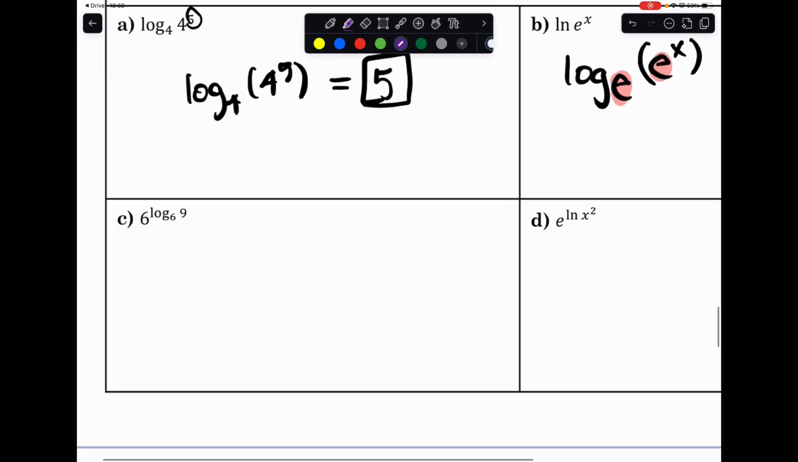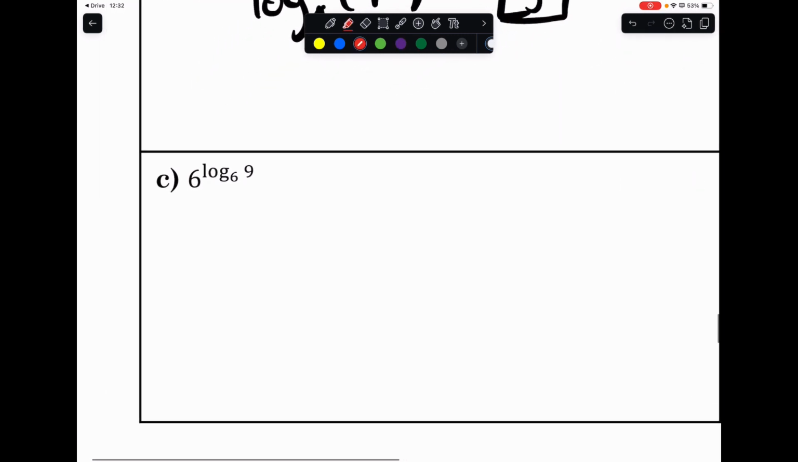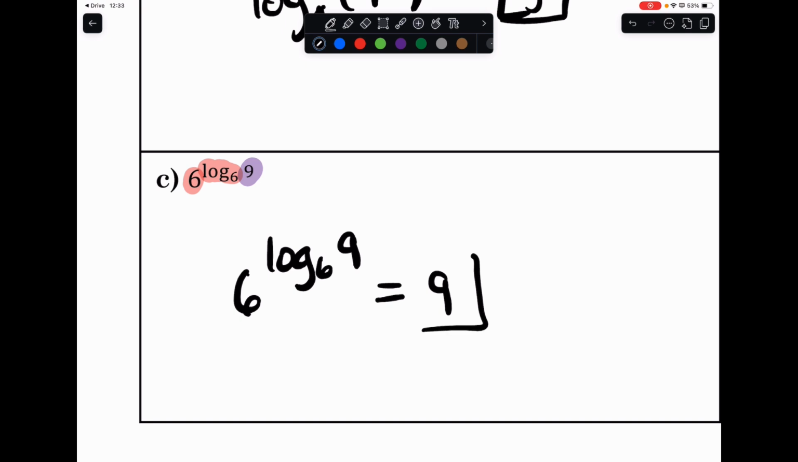So apply it again to example C and D. In example C, we have base 6. The exponent to this base of 6 is all of this part right here, which is a log, but the base of the log is also 6. Since those numbers match up, they essentially cancel each other out, and the only thing that's going to be left is the number 9. So our answer here is that 6, let me do it in black, 6 to the power of log base 6 of 9 is just 9.